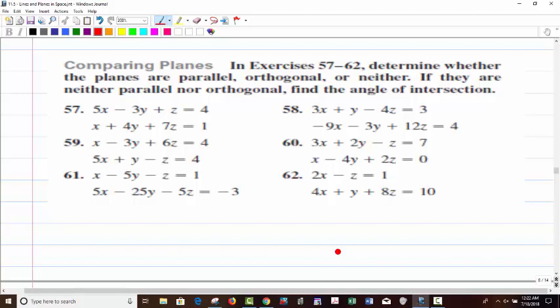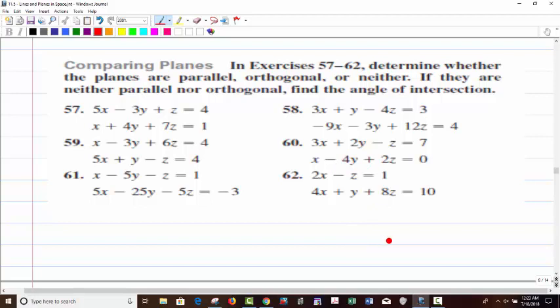Now, one exception to that, which I don't think they're mentioning here, is that there could be no answer, because the planes could overlap and be the same plane. For example, if one equation is a complete multiple of another equation, just like with lines, it's really the same plane. It's not two different planes. But I think they made sure that wasn't the case here. So if your direction vectors, the normal vectors, are parallel, that means the planes are parallel.